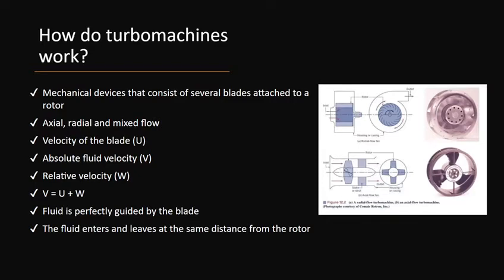Here we can see simplified examples of each flow. The first picture is an example of radial flow, where the fluid moves in the same direction of the blade, and the second picture, the fluid goes perpendicular to the rotor, making an axial flow.